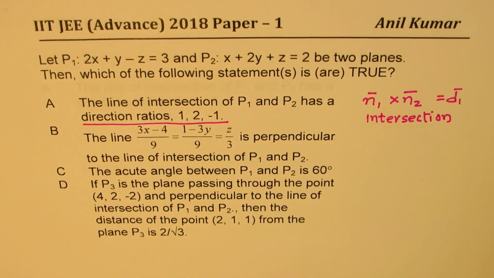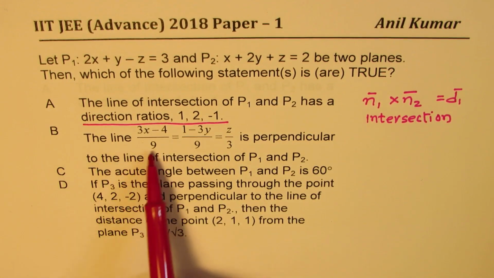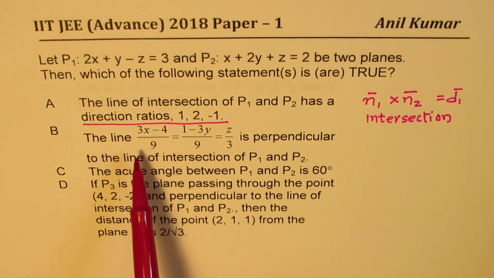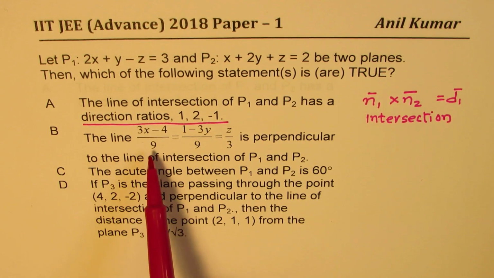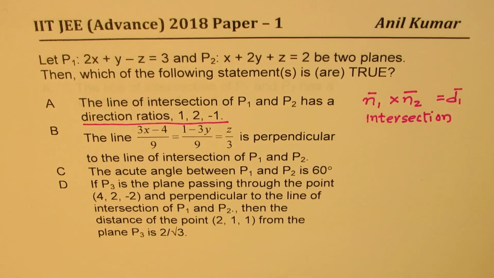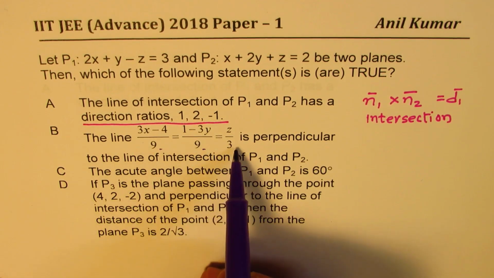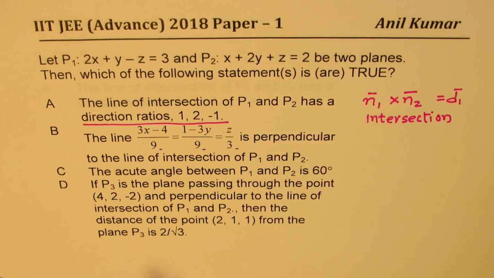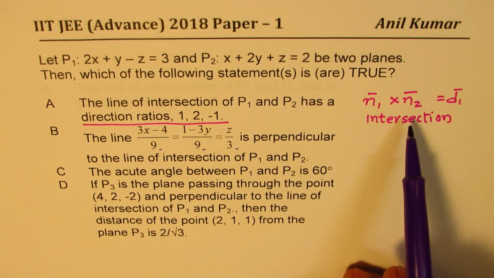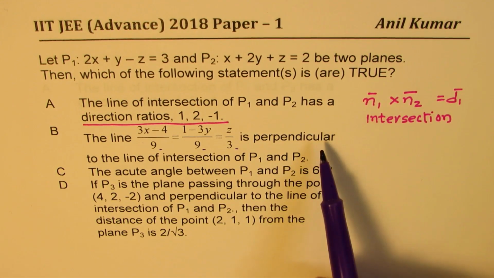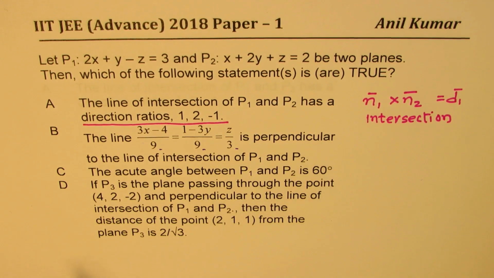Part B is the line is perpendicular. So when you are given a line in this form, it is a good idea to rewrite this line, correct? Once you rewrite this line, you will know from the denominator what is the direction of the line, and comparing what you got here, you can answer this question. So that's not difficult either, right?